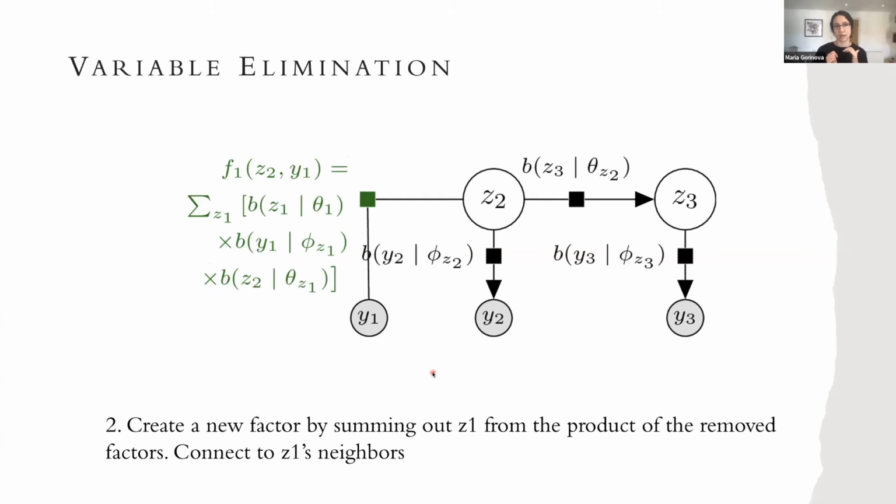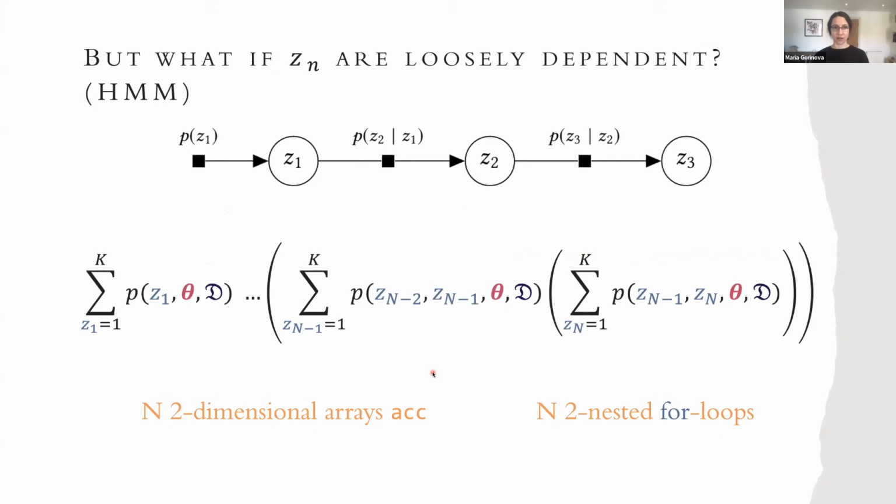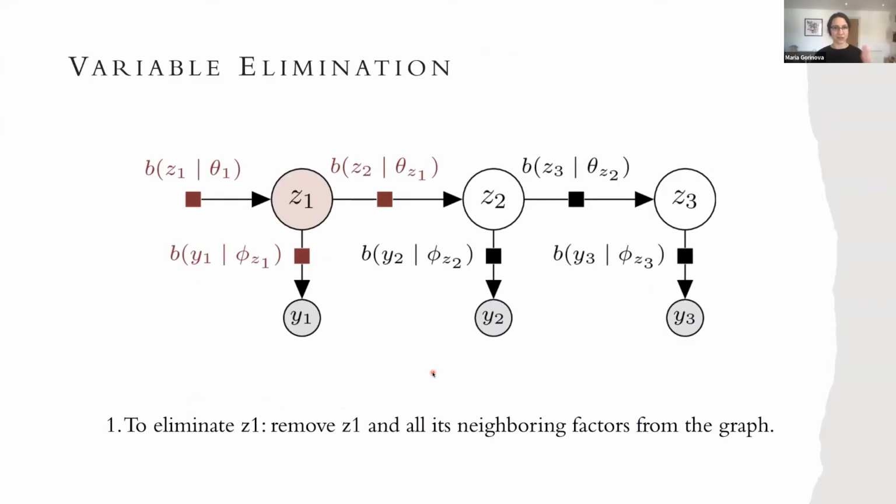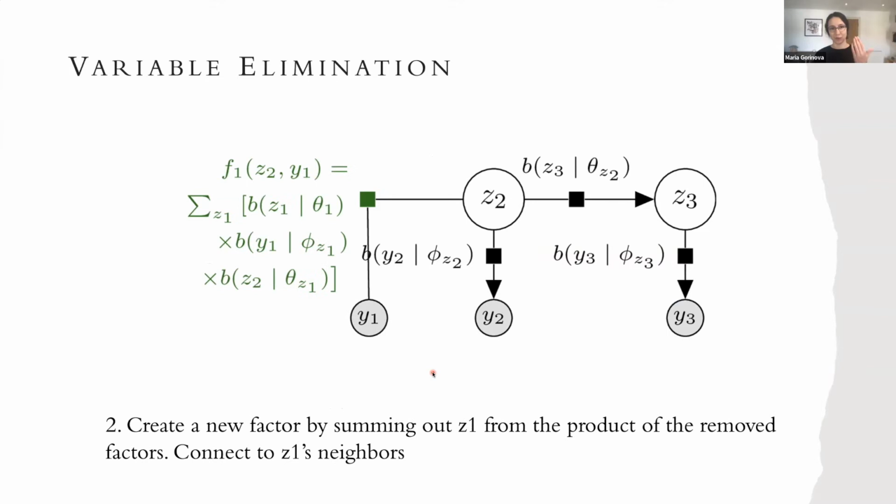So this is how to take some big model that we want to marginalize variables from and do it efficiently. And this tells us that Z1 here is conditionally independent of Z3 given Z2, so we don't have to think about Z3 when we're doing the marginalization.